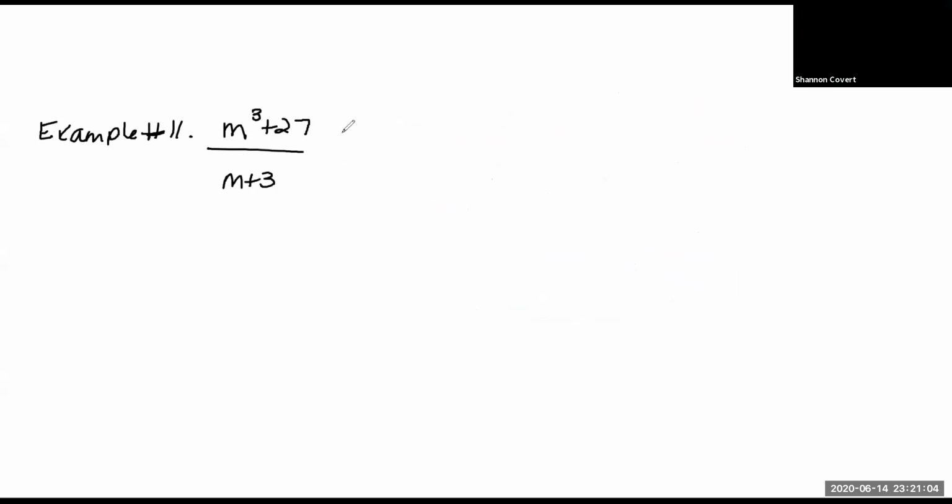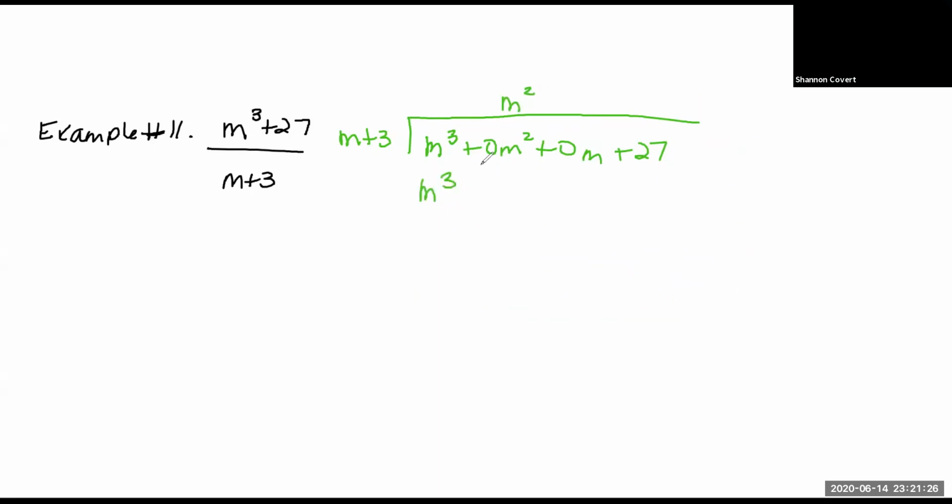This one, I am going to need some placeholders. So I've got m plus 3 on the outside. I have m cubed plus 0m squared plus 0m plus 27. M times what gives me m cubed? My answer is m squared. M squared times m is m to the 3rd. M squared times 3 is 3m squared.